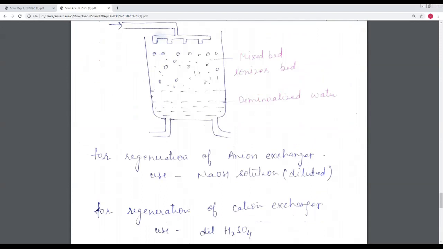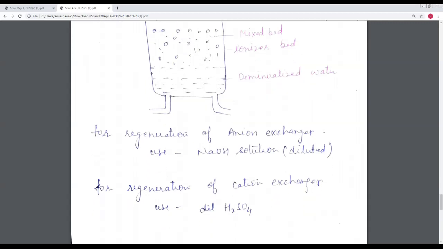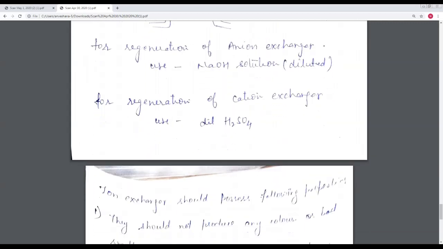And after exhaustion, when the bed is completely filled, we can regenerate it. For the regeneration of the anion exchanger, we use dilute NaOH solution, and for the regeneration of the cation exchanger, we use dilute H2SO4.